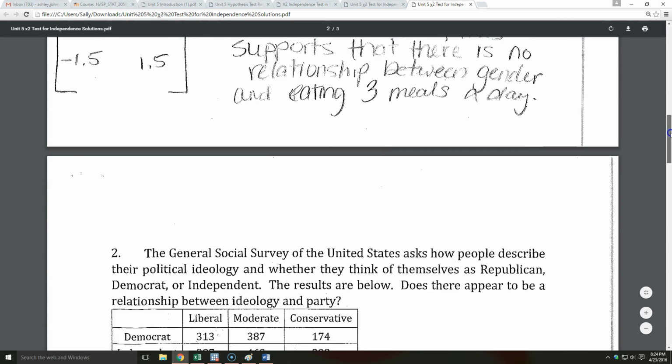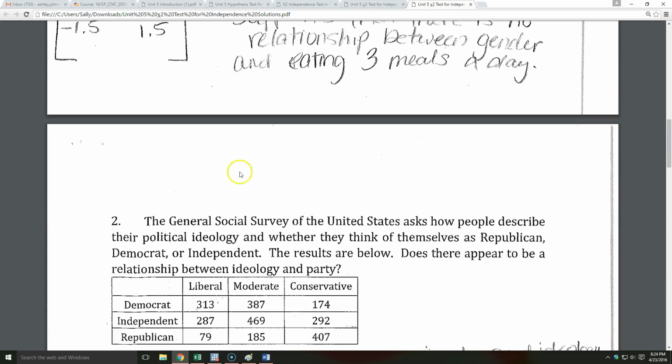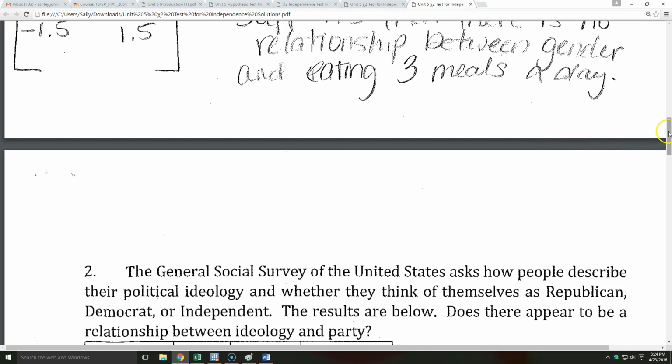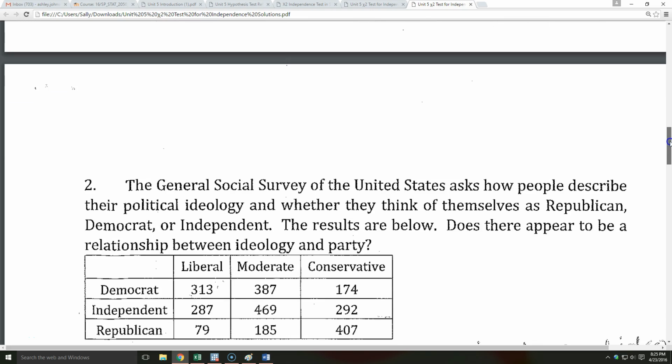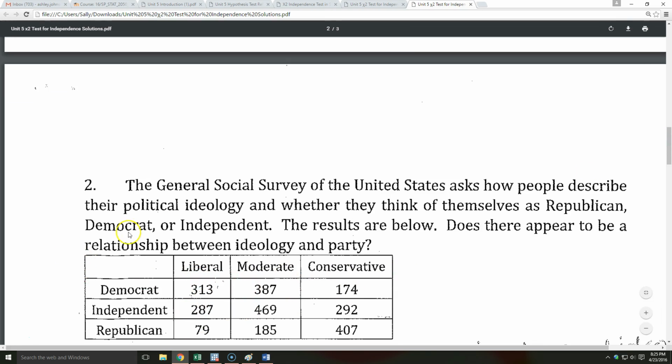So the next problem, I think, again, is a little bit more relatable. However, one of the problems with it is that it is a little bit more complicated. So now we have a 3 by 3 table. The tables don't need to be square. They just need to have a number filled in for each level. So a level is liberal, moderate, conservative in this case, and Democrat, independent, Republican. So these are levels of the political party.